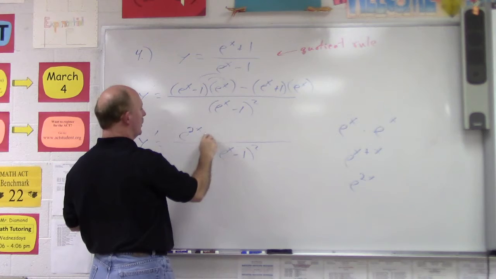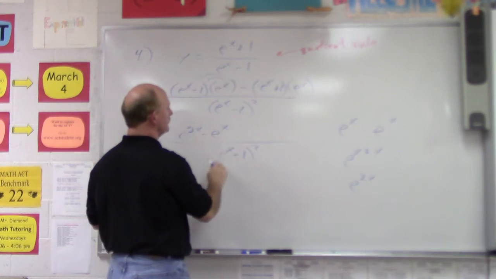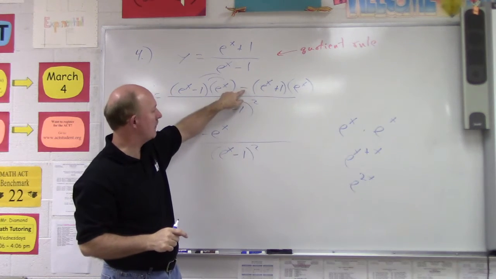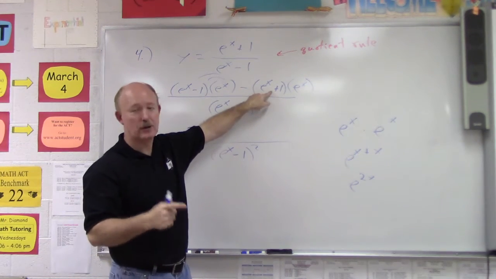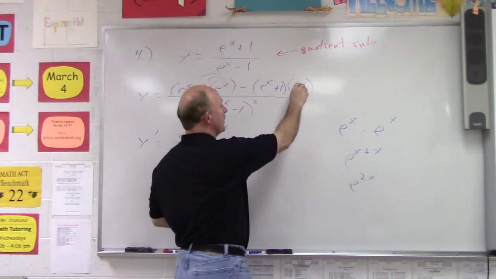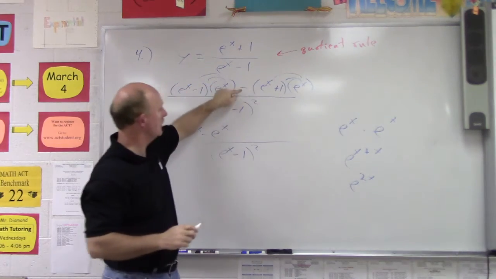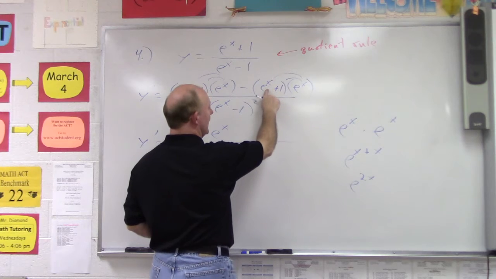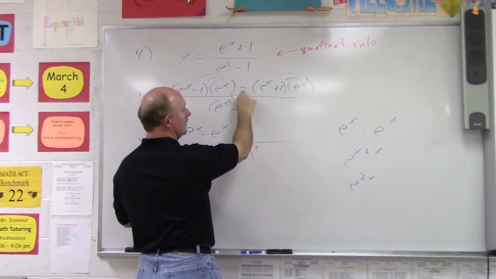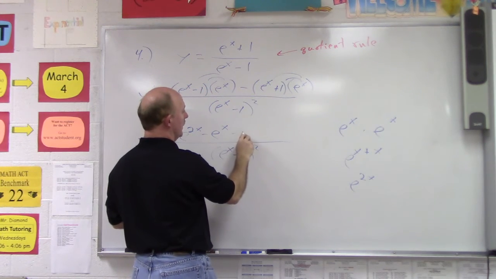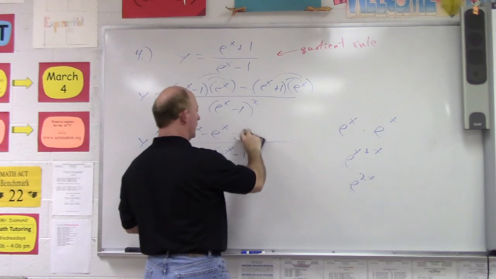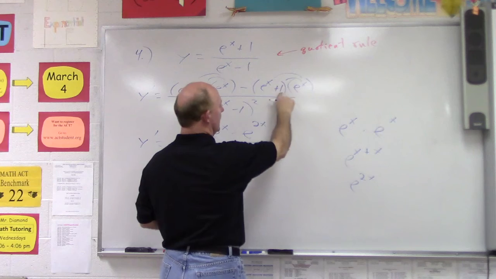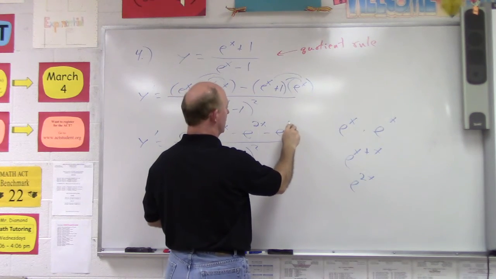Now e to the x times negative 1 is negative e to the x. Now you've got to watch out. You always be careful with the quotient rule. That minus sign right here has to be distributed inside your parentheses along with the e to the x. So you're distributing the minus and e to the x. So e to the x times e to the x is positive e to the 2x, and then that negative is going to make it a minus e to the 2x, I'm sorry. So it'll be e to the 2x. And e to the x times 1 will be negative e to the x.